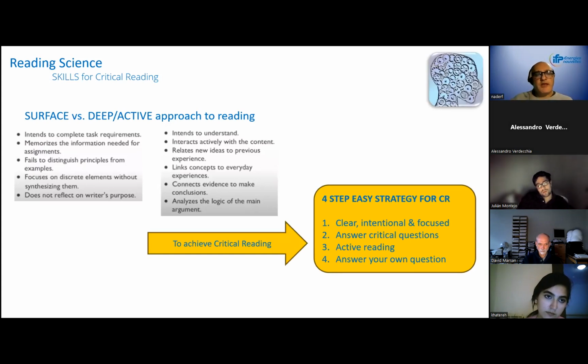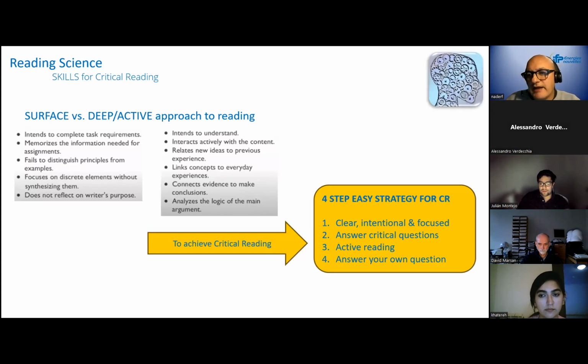So again, if I go back to this active reading, it means that you want to understand. You want to relate the ideas to previous experience. You want to link concepts to the experience. You want to connect the evidence to make the conclusion. And to do this, there are four steps, a strategy of four steps.